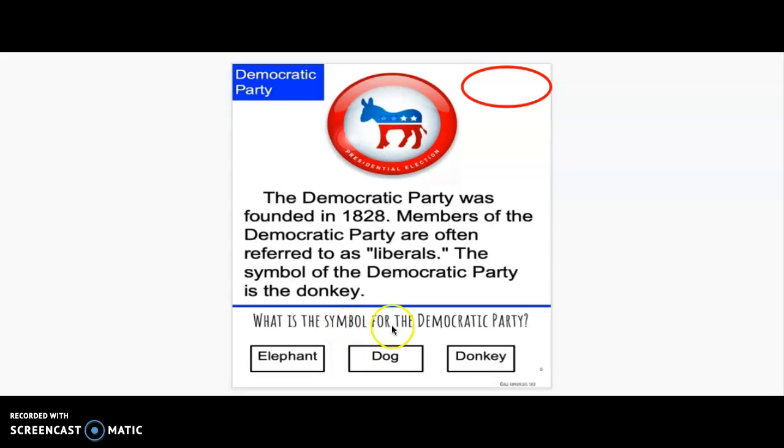What is the symbol for the Democratic Party? Look at this picture up here. What does it look like? Go ahead and have your teacher pause the video and everybody give their answer. Is it the elephant, dog, or donkey?